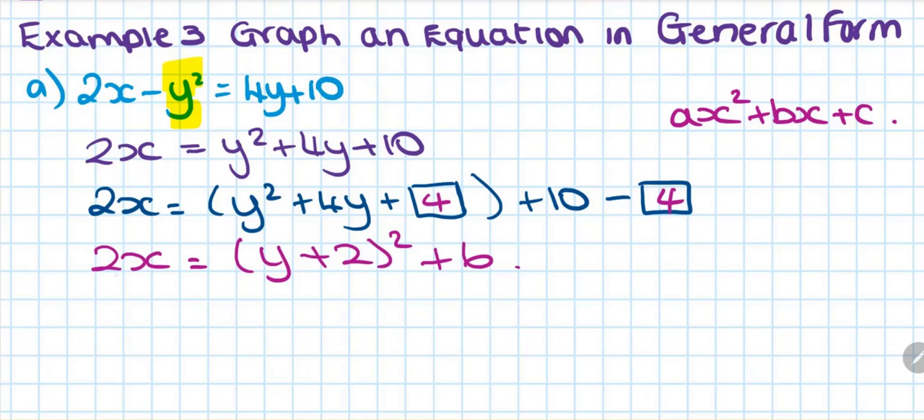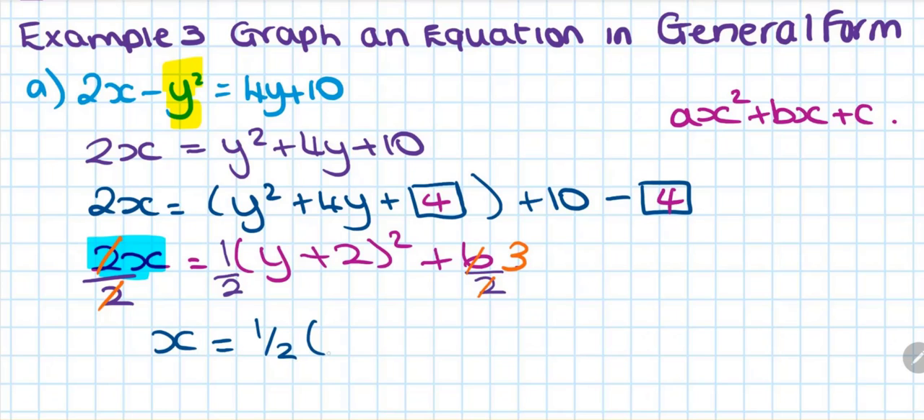Now I need to look at my left hand side. I've got 2x, and I need this in the form of x. So I'm going to divide both sides by 2, divide by 2, divide by 2, and then I'm going to simplify. So this will cancel, and this will then give me plus 3. So my equation is x is equal to a half y plus 2 squared plus 3.